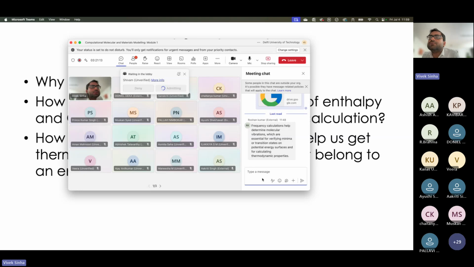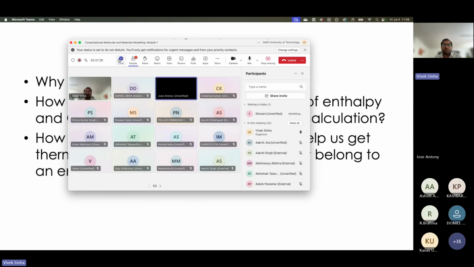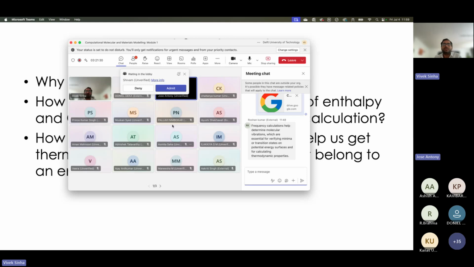We have Roshan's comment: frequency calculations help determine molecular vibrations, which is essentially, yes, indeed true. That's really correct, and that's the essence of it, Roshan. We try to characterize where the molecule sits on the potential energy surface, and that's essentially what we're doing. So you are indeed right in saying that.